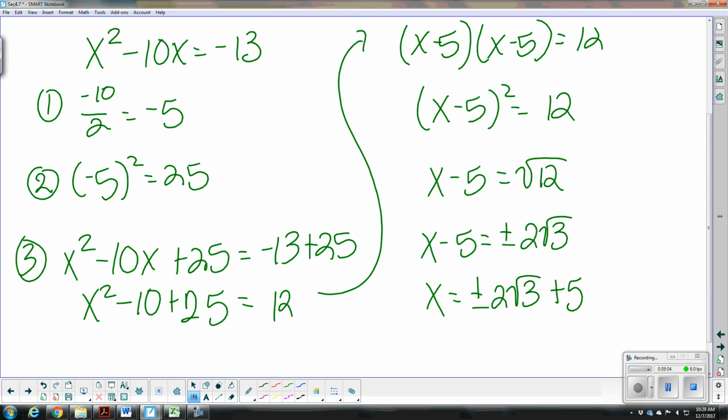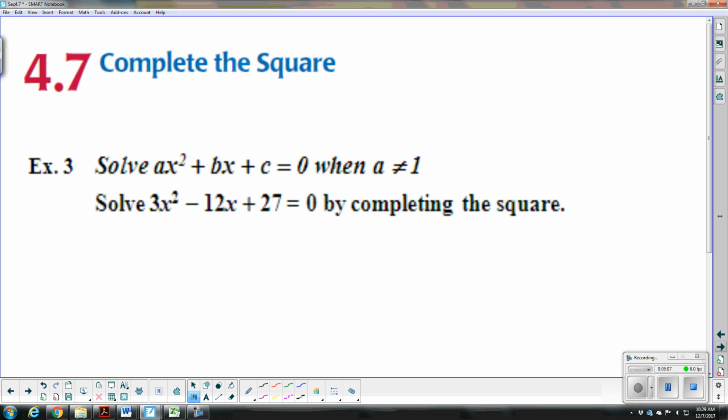All right, so let's try another one that's similar to that one. But in this one, the coefficient in front of your x squared term is not 1. So again, we're going to solve by completing the square, but we're going to try to get back to that very general formula that we were using at first.